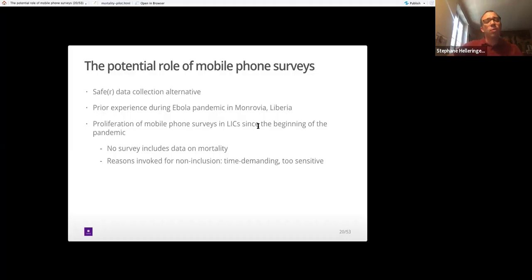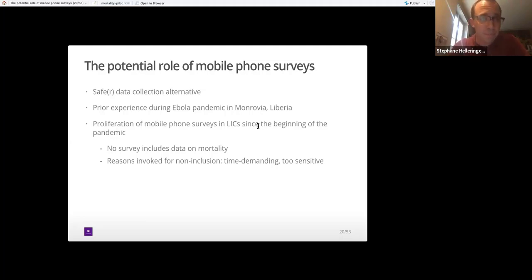So now, how do mobile phone surveys potentially play a role here? And why are we investigating this avenue for collecting mortality data during the course of the pandemic? Well, the main reason is that they are safer. They're a much safer data collection alternative than in-person surveys or all the other data collection systems that have been recommended by the WHO. In mobile phone surveys, there's no need for contact between the respondent and the interviewer during which a virus can be transmitted.